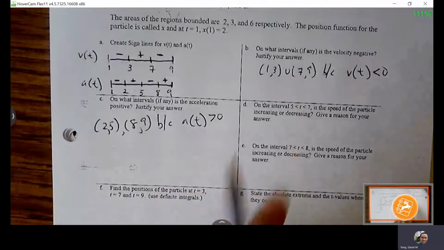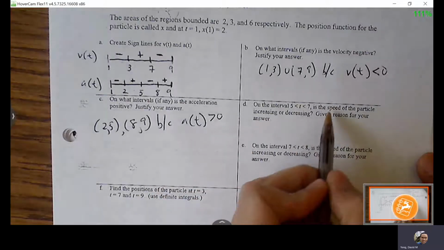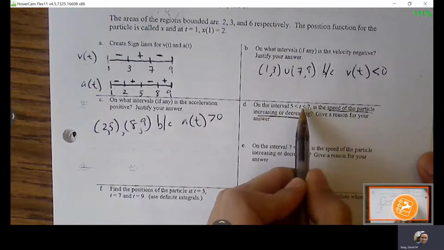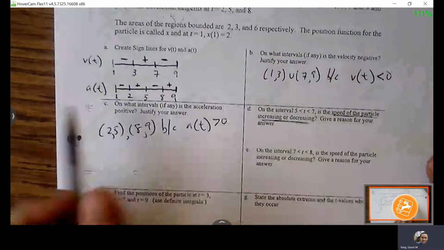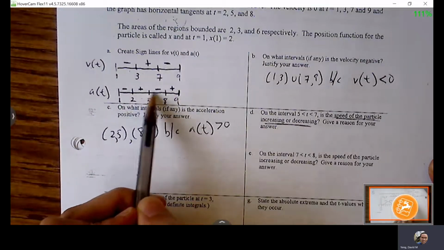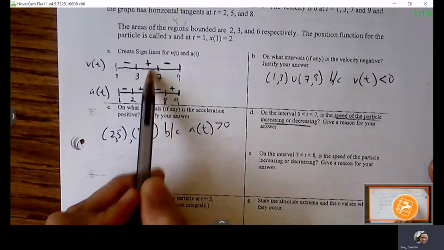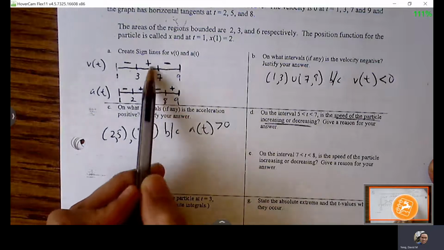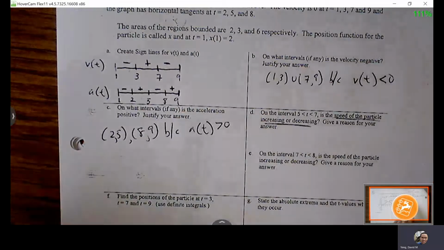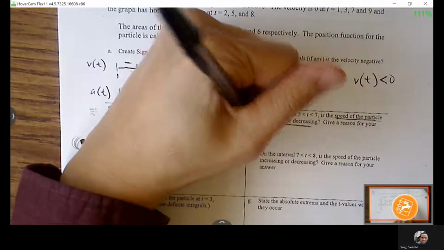Okay, part D. On what interval is the speed of the particle increasing? Okay, so speed of the particle increasing or decreasing. We want to know whether the signs are the same or different, right? So if we look at 5 to 7, right, I try to line everything up here. So 5 to 7, negative acceleration, positive velocity, the signs are different. So speed must be decreasing.